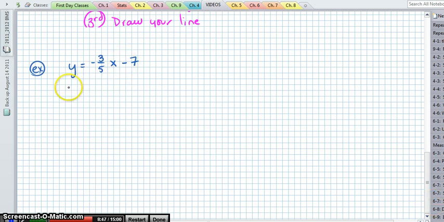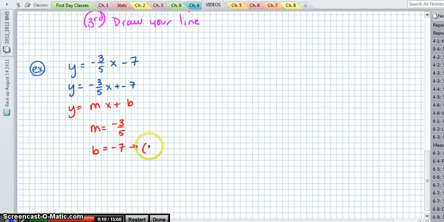Okay. First thing I would do is change your minus signs to plus negative so that you recognize that you have a negative 7. This is in the form y equals mx plus b. I don't have to manipulate it. I don't have to add a 0 anywhere. So let's go ahead and label m. m is negative 3/5 and b equals negative 7.